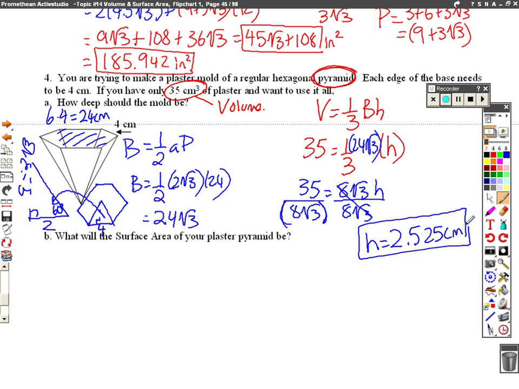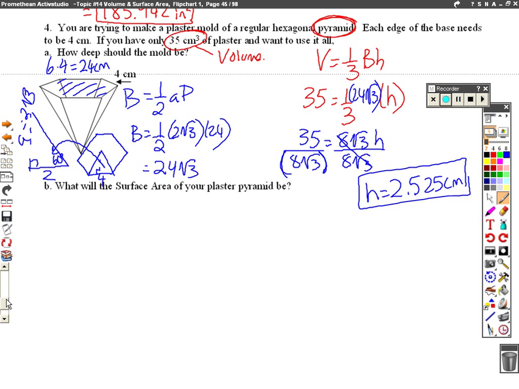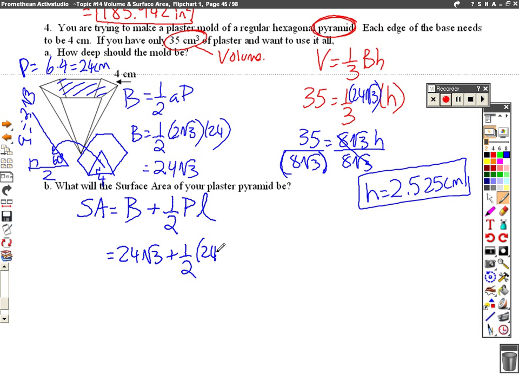All right, what will the surface area of the plaster be? Well, now we have our height. We can use the surface area formula. The surface area of a pyramid was 1B, because we only have one base, plus 1/2 perimeter times L, which is lateral height. Or slant height, I'm sorry, slant height. Same thing. Big B, 24 root 3 plus 1/2 perimeter. Well, the perimeter we just set up here was 24. And now slant height we have to find.